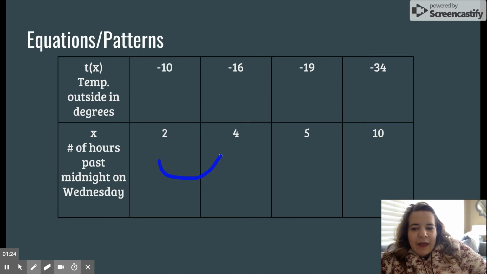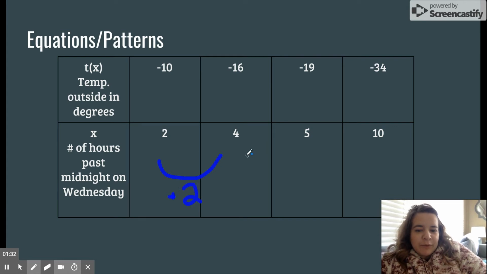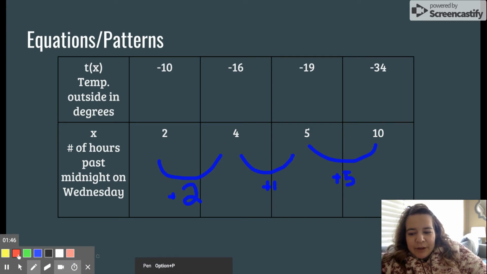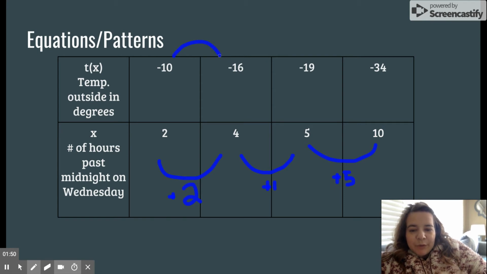If we look at the hours past, from 2 a.m. to 4 a.m., 2 hours passed. From 4 a.m. to 5 a.m., 1 hour passed. And from 5 a.m. to 10 a.m., 5 hours passed. Now up top, we're going to look at how the degrees changed in that time.